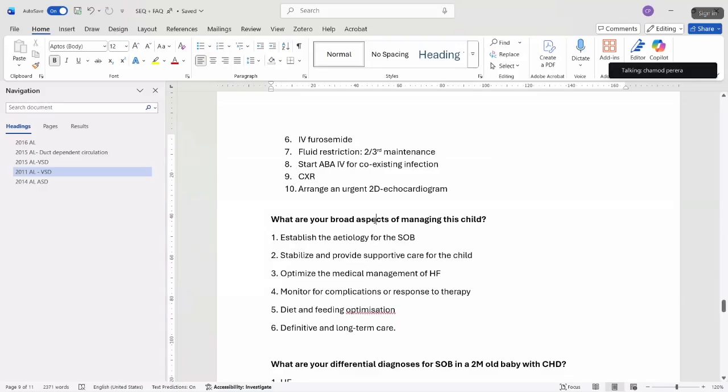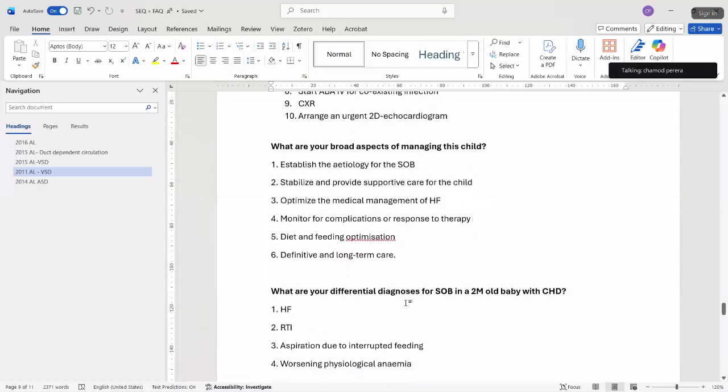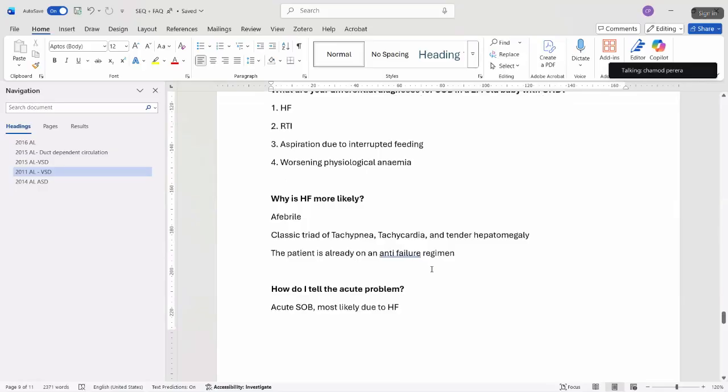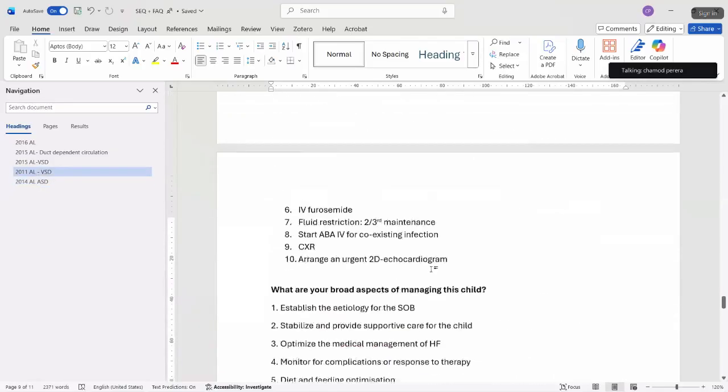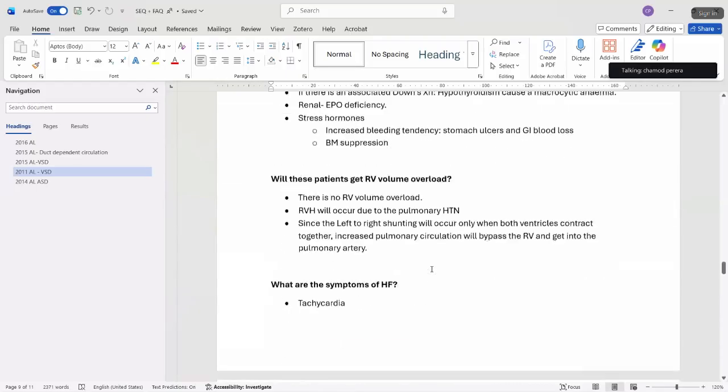And the other important question that they ask is, what are the broad aspects in the management of the patient with heart failure? You need to identify the etiology for the shortness of breath, because it can be the exacerbation of heart failure, it can be the chest infection, right? So providing the supportive care that includes the nutrition, feeding, right? So those things are also included here, and optimize the medical management and monitor for the other complications because they can desaturate very fast, right? So you need to monitor for the complications, and definitely long-term care has to be arranged, right? Right. So those are the main things.